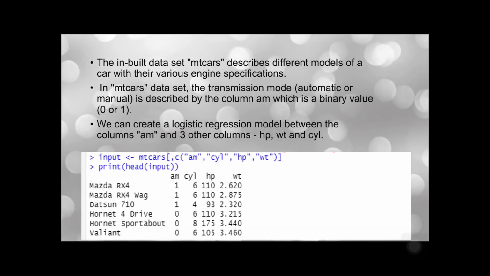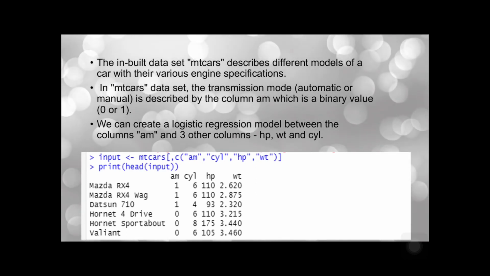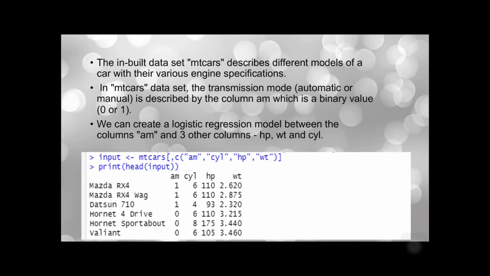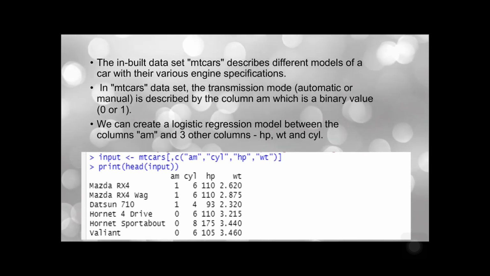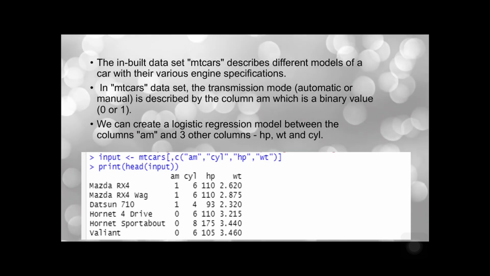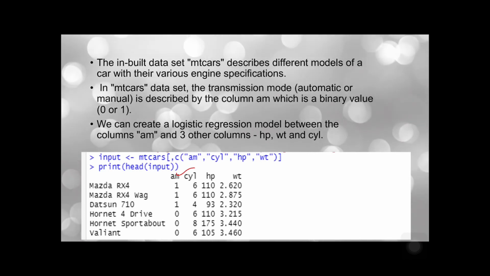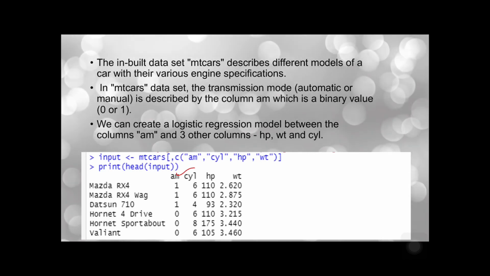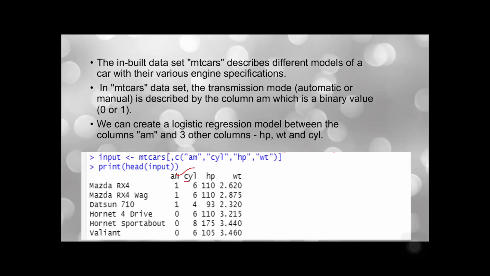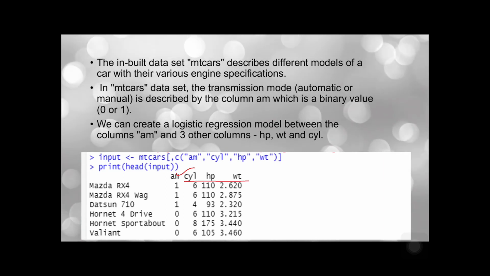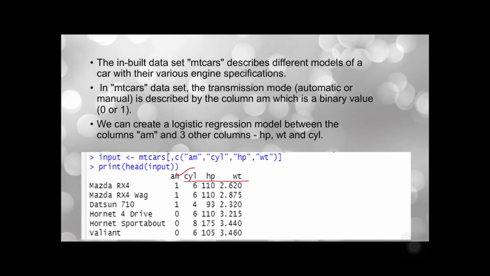The inbuilt data set mtcars is already there in R. So it describes the different models of the car with their various engine specifications. Now in the mtcars dataset, the transmission mode is either automatic or manual, and it is described by the column AM, which carries the binary value of 0 or 1. Now we can create a logistic regression model between the column AM and the remaining 3 columns, that is CYL, which stands for cylinder, HP for horsepower, and WT for weight.